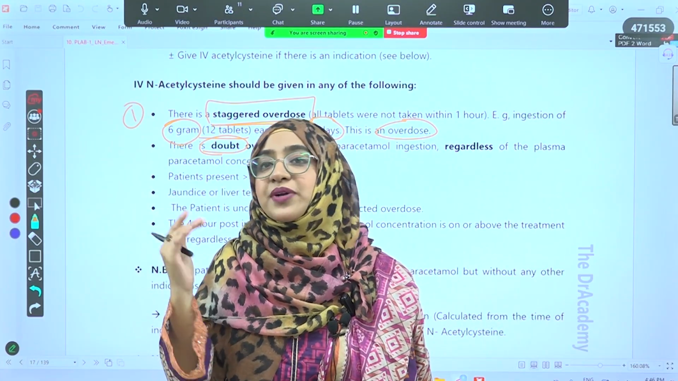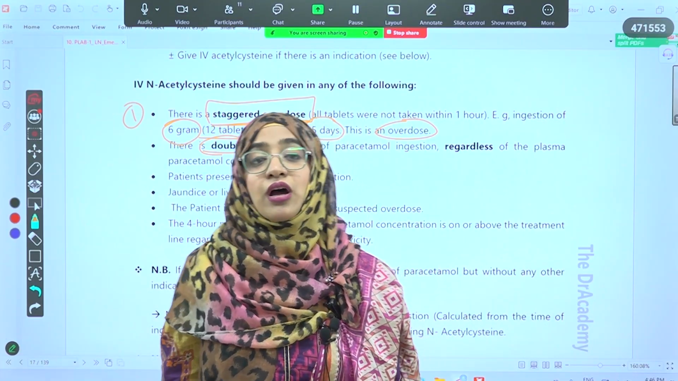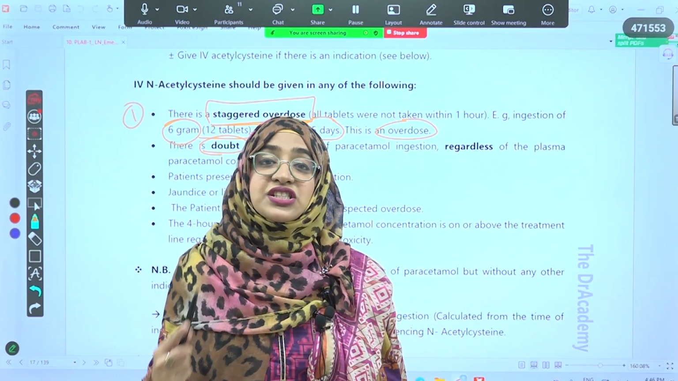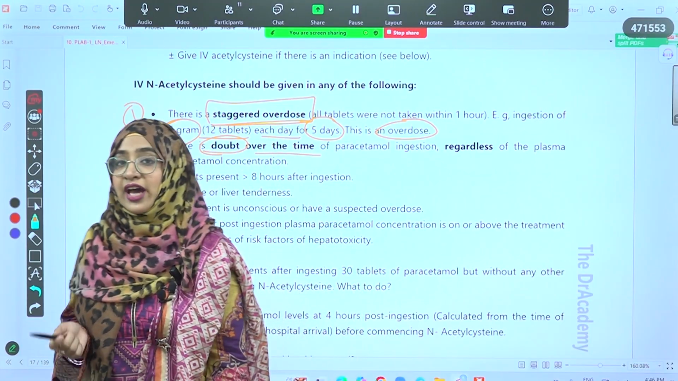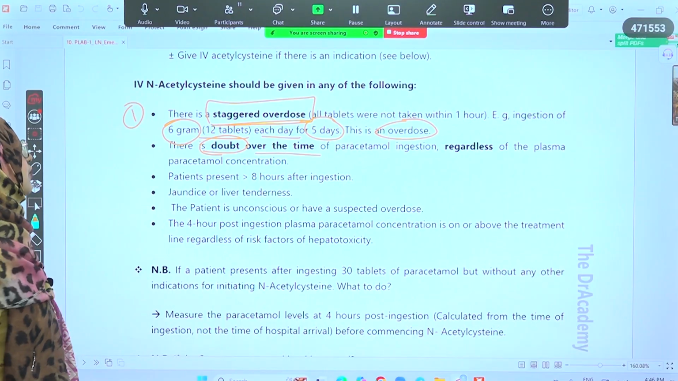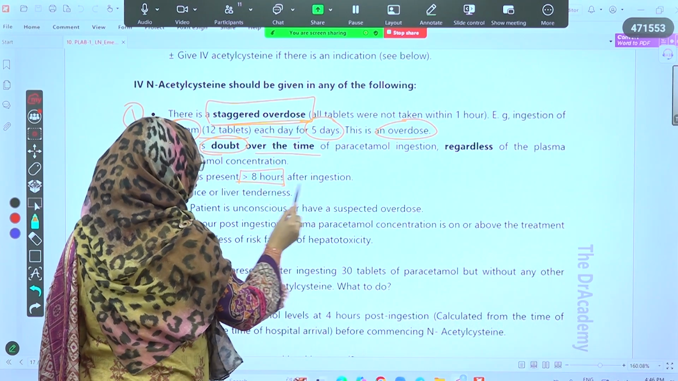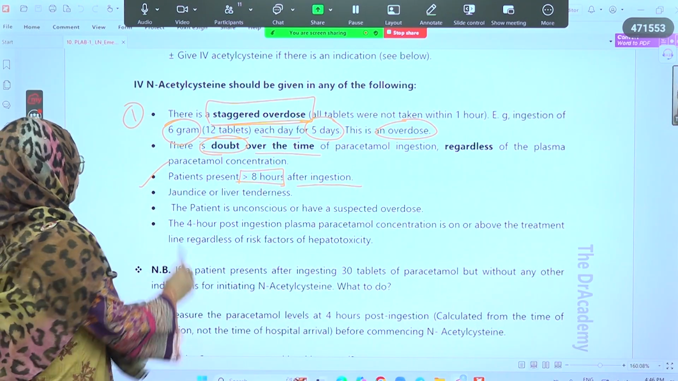So whenever the patient has come to us, after 4 hours or immediately, if we do the paracetamol level and it's still within the normal range, we will still have to give IV acetylcysteine. Why? Because we do not know about the time, we are not sure. So we'll have to give it. If the patient presents more than 8 hours after ingestion, then we'll have to give the antidote.